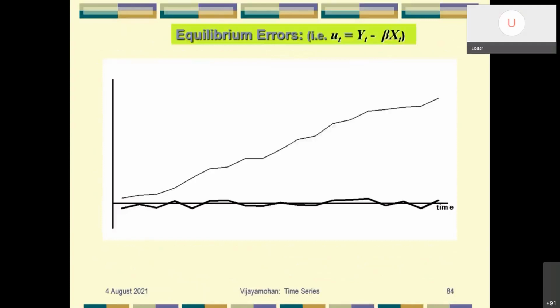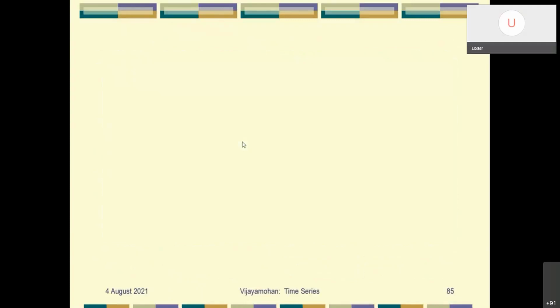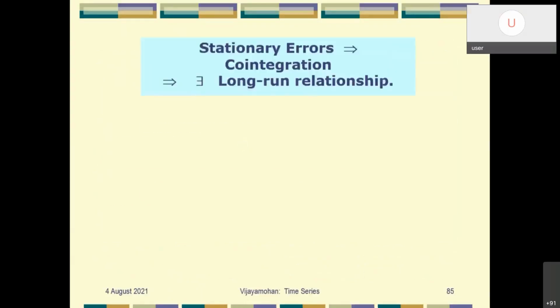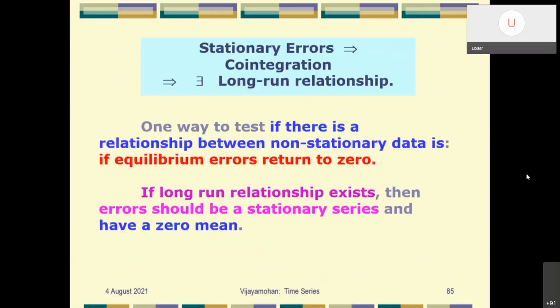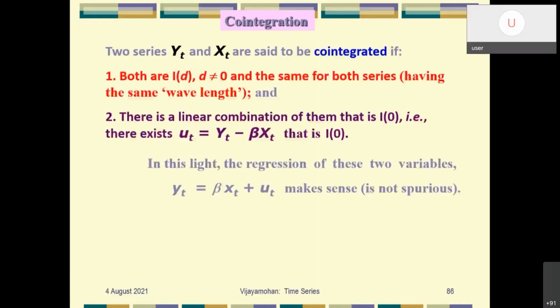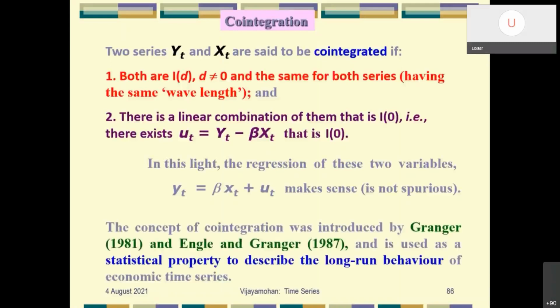So here we have the equilibrium errors. The equilibrium error is a stationary one. So one way to test if there is a relationship between non-stationary data is to find if equilibrium errors return to 0. If a long-run relationship is there, then the errors must be a stationary series and they have a mean of 0. Okay, this we have already seen.